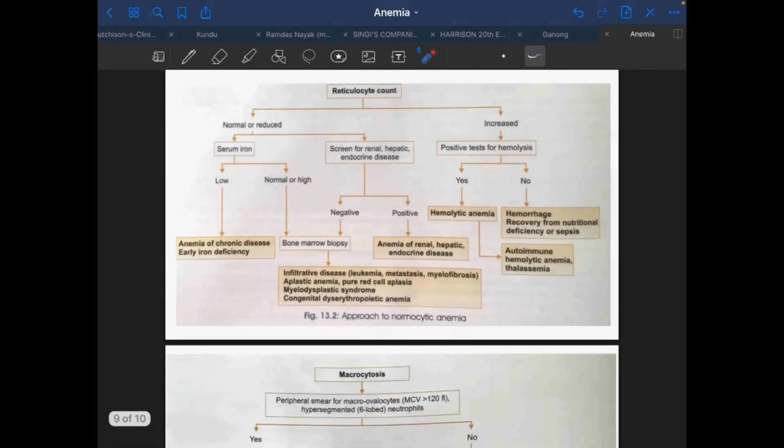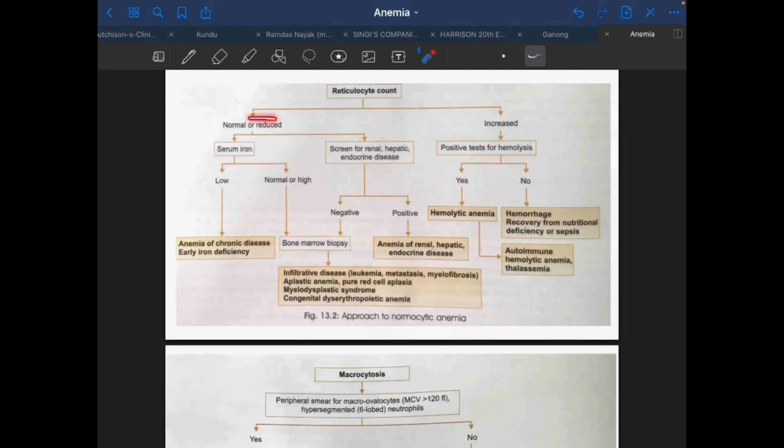Now coming to normocytic anemias, how will we decode which type of normocytic anemia it is? It is based on the reticulocyte count. If it is increased, then we know it is due to hemolysis, so we do a test for hemolysis, yes or no. If it is yes, it is obviously hemolytic anemia. If it is no, then you should think of where else the depletion of RBCs can happen. It can happen in hemorrhages, sepsis, or recovery from nutritional disorders. This is what we see if the reticulocyte count is increased.